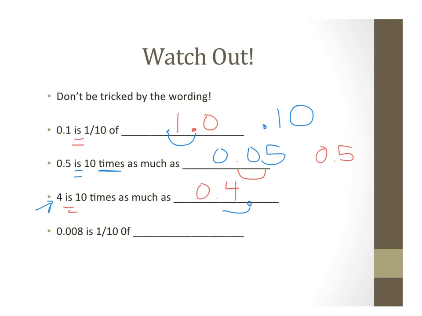Finally, 8/1000ths is 1/10 of what number? What original number did I start with that when I moved my decimal one spot to the left, I got 8/1000ths? Answer, 8/100ths. I could prove it to you once again. If I moved my decimal one spot to the left, I would get those 8/1000ths. So again, watch out. Don't be tricked by the wording. Sometimes you're figuring out the original number and they've already given you the answer.